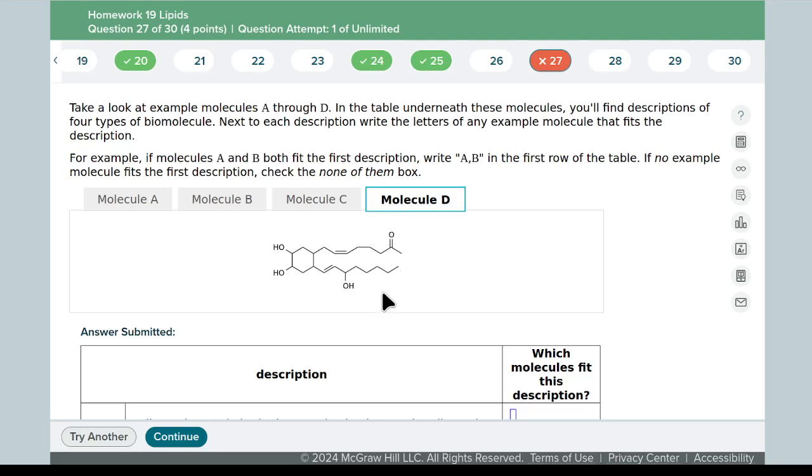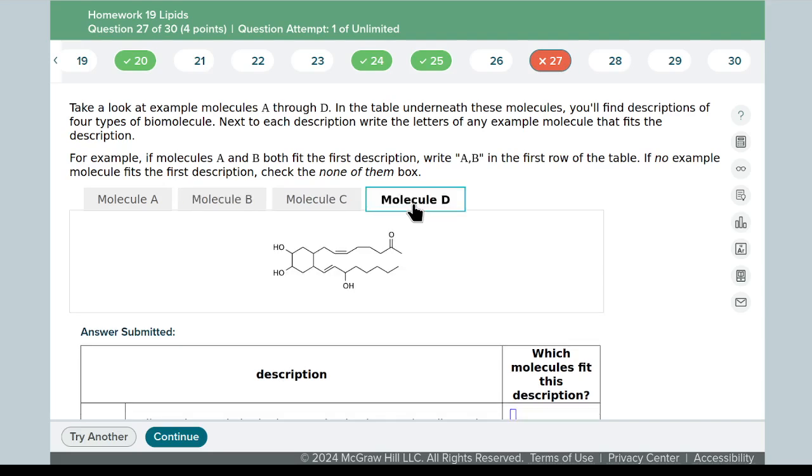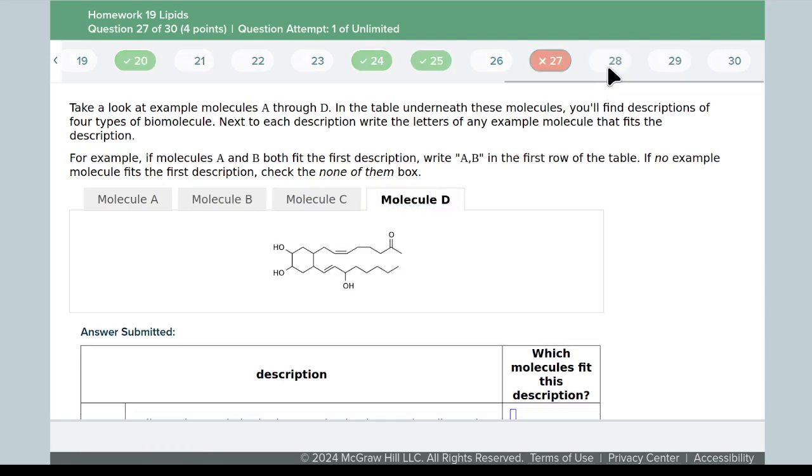And then here is something that looks kind of like a prostaglandin, but 6-membered ring. And if we count these, you'll find that they're too long, that it has more than 20 carbons. So there are 2 molecules here that aren't going to fit any of the answers. They're just trying to trick us. So let's look at another problem.